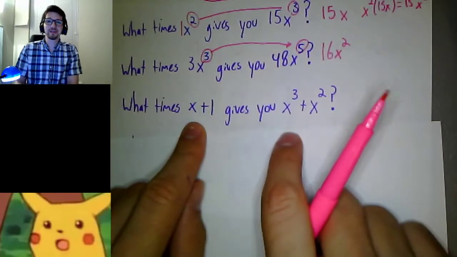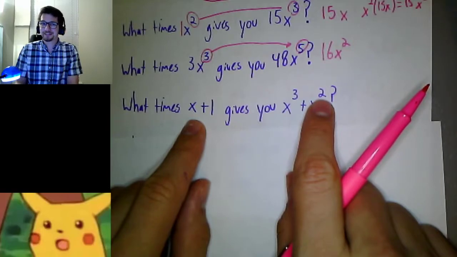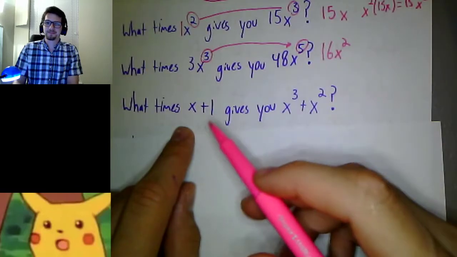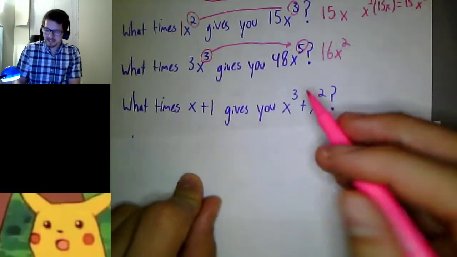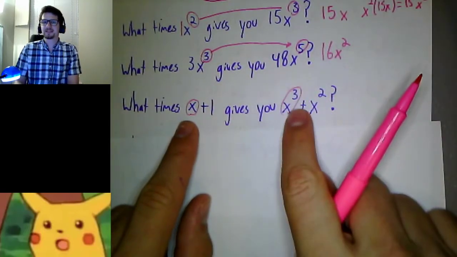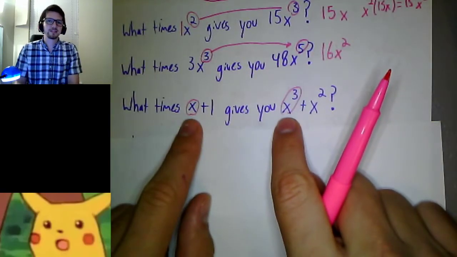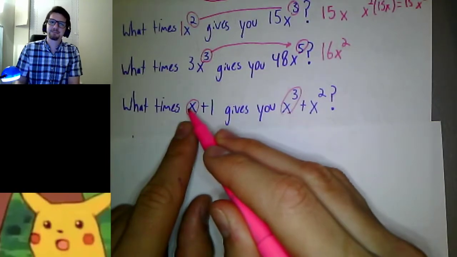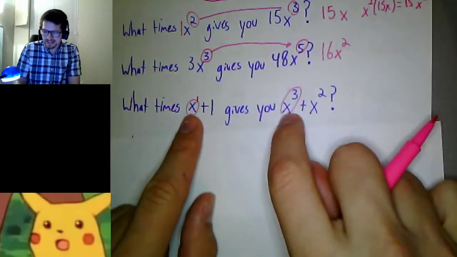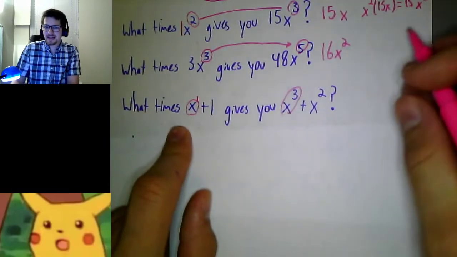What times x plus 1 gives you x cubed plus x squared? All right, now we're getting funky. What is happening here? How I want you to do this is start with piece number 1. This is going to be super important when you do long division. What do I have to multiply x by to give me x cubed? If I'm going from x to the 1 to x to the third, I need 2 x's. So this piece is going to be x squared.